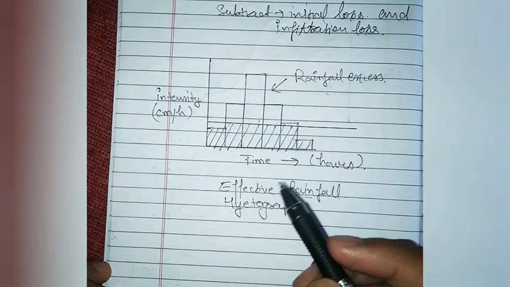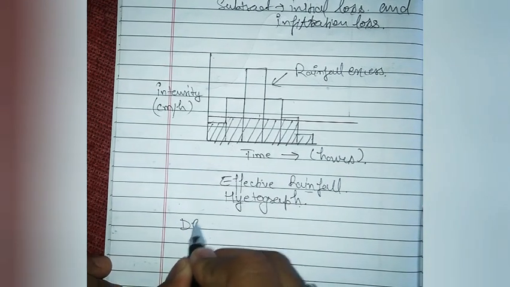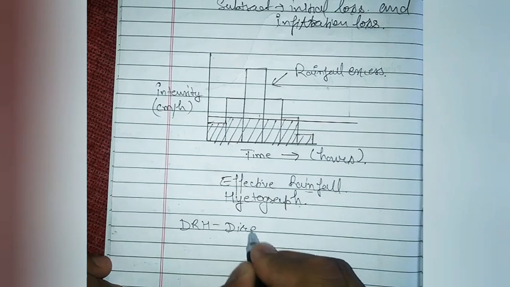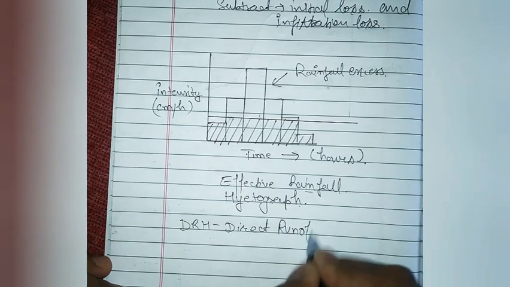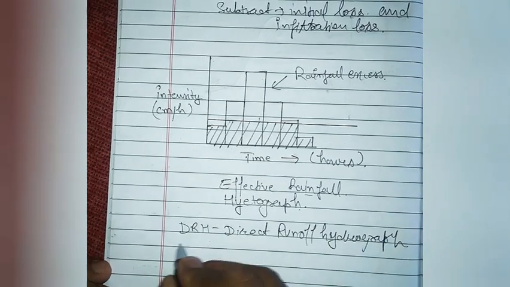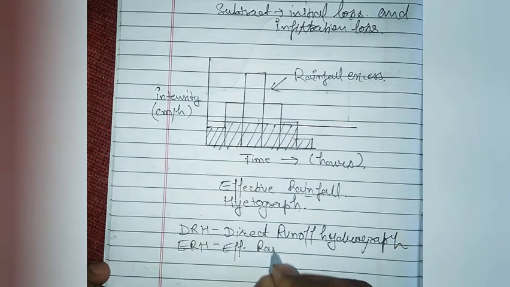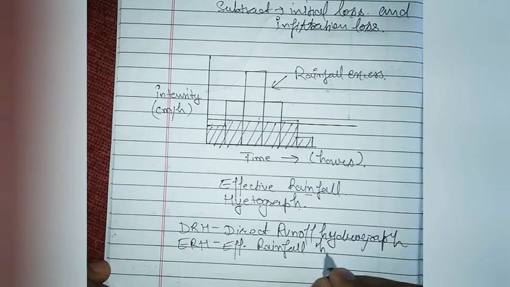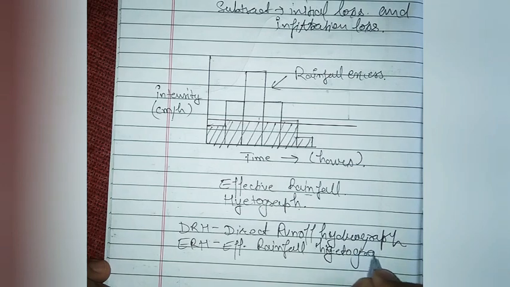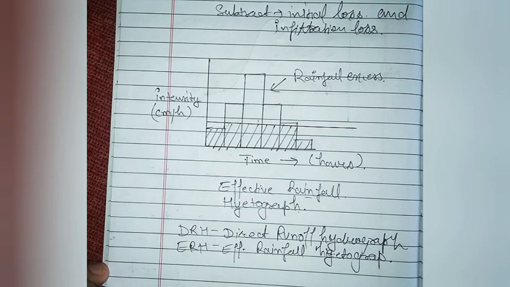Okay, so now both your DRH and ERH, what is DRH? DRH is your direct runoff hydrograph, and what is ERH? ERH is your effective rainfall hyetograph. Both these DRH and ERH represent the same total quantity but in different units.